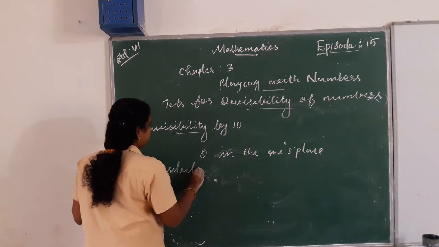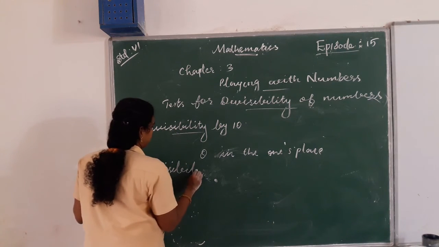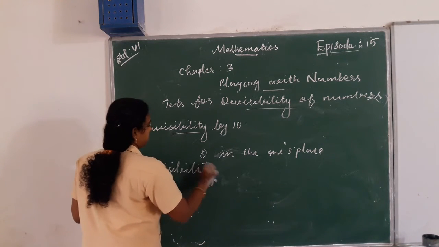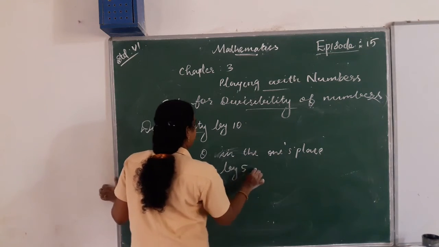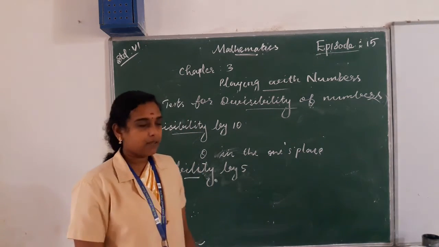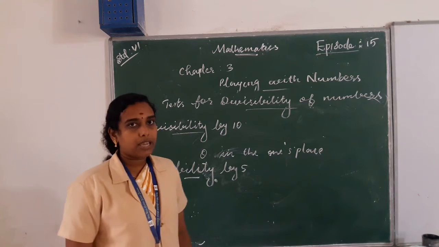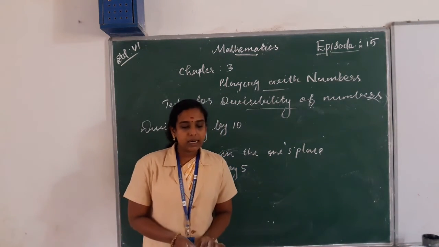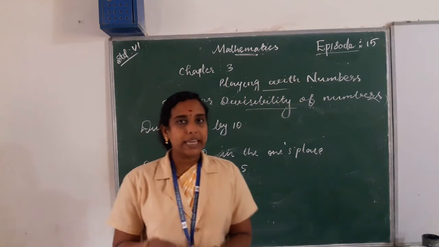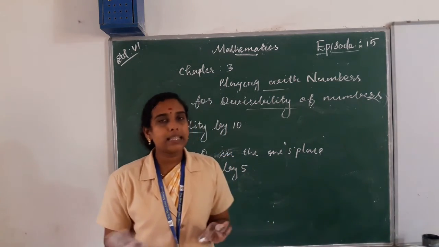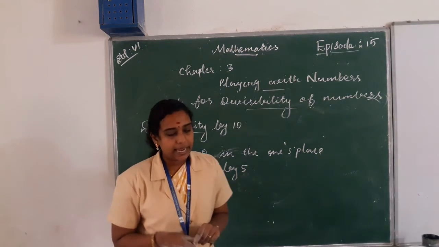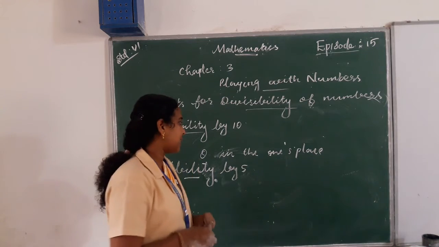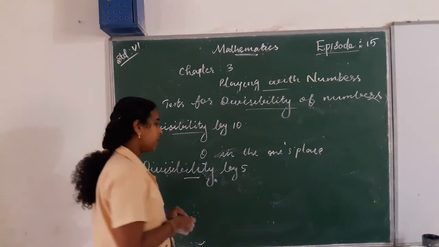The next test is divisibility by 5. How can we test divisibility by 5? That means how can we find whether a number is divisible by 5 or not? A number which has 0 or 5 in its units place, or ones place, is divisible by 5.